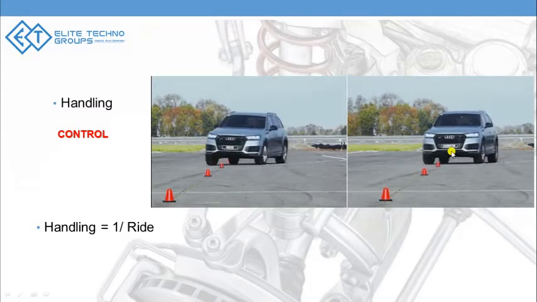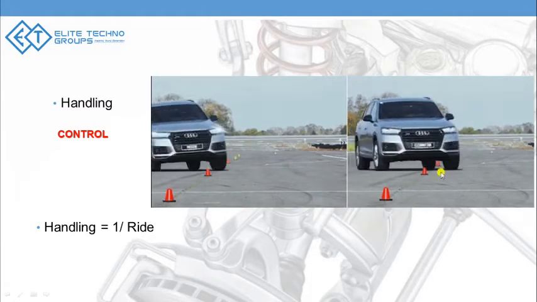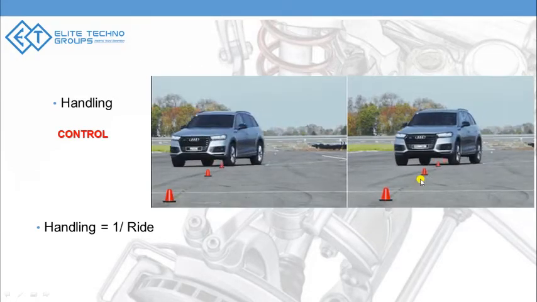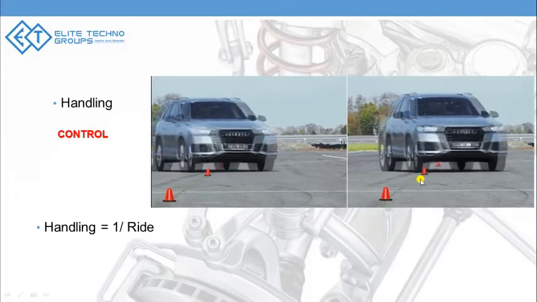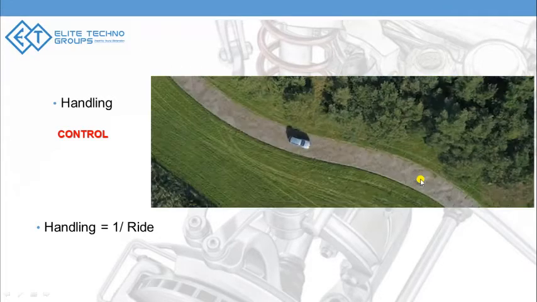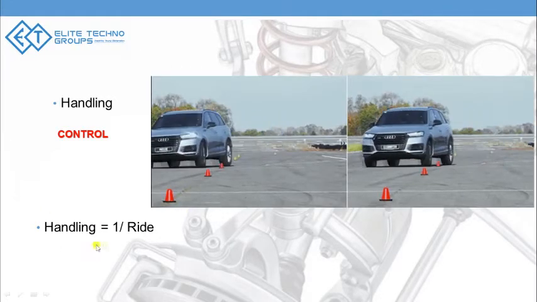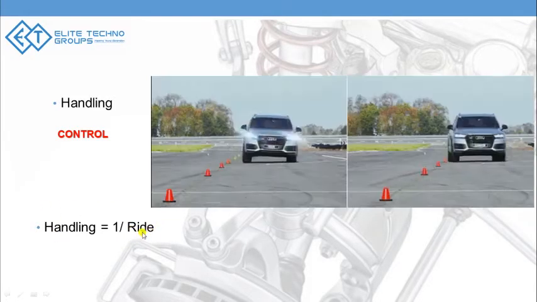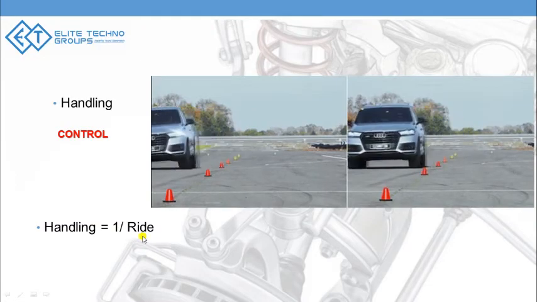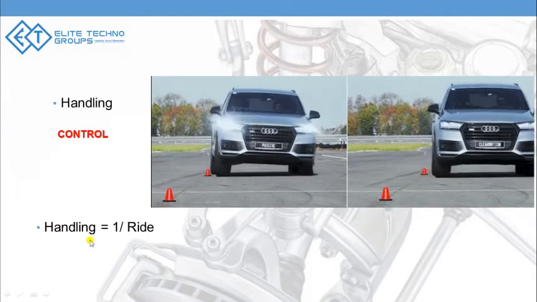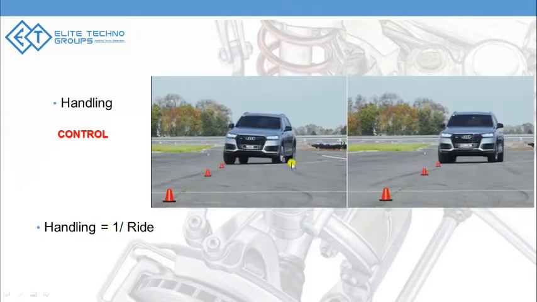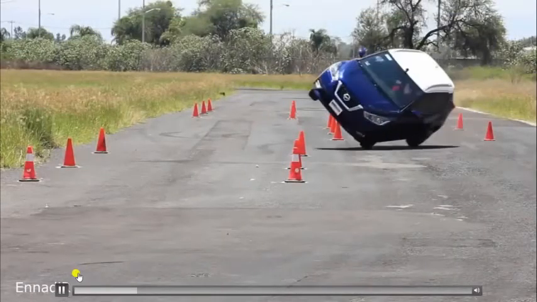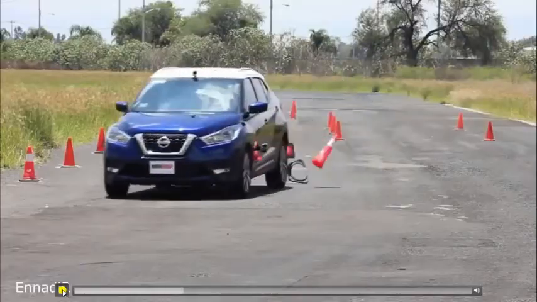for the handling, because the more the road contact patch, the better frictional force the car has, and the car actually has a better handling of the road. So that's the reason why we always say that handling is inversely proportional to the ride, because for the ride you would want the car to have a softer suspension, and for the handling you would want a harder suspension.